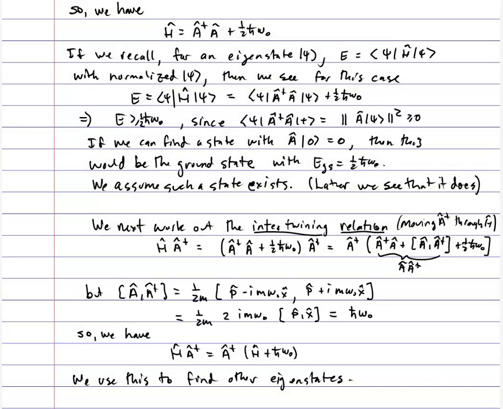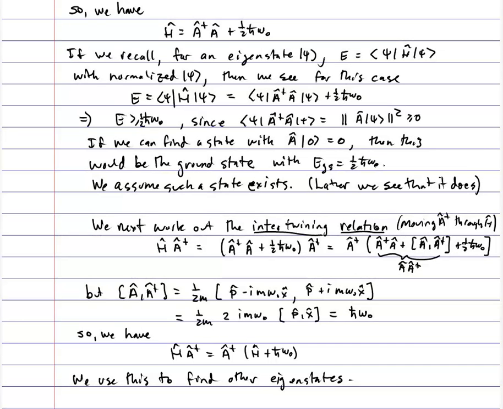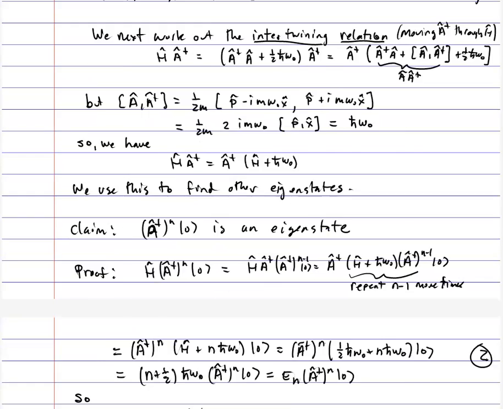So we can plug that in. What we've learned is H multiplied by a dagger is the same as a dagger multiplied by H plus h bar omega 0. And the way you can think about this is if I move my a dagger to the left through the Hamiltonian, H gets shifted by a constant, h bar omega 0. We're going to use this intertwining relation to find all of the energy eigenstates.